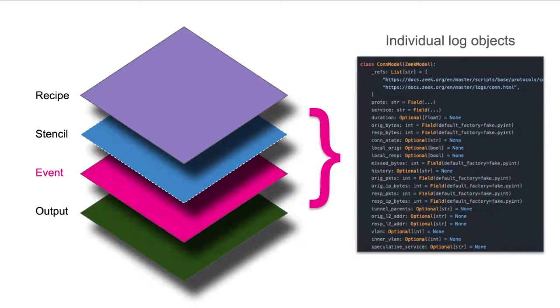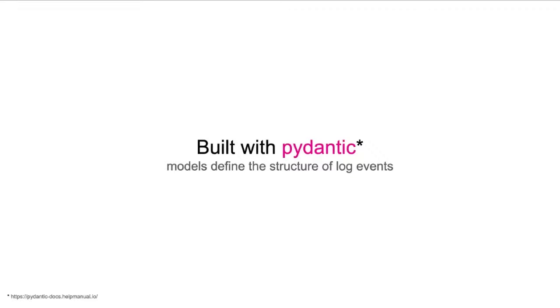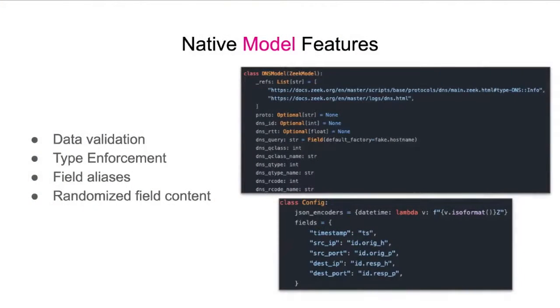The next layer is events. The event layer is really just the generation of the individual log object itself. As you've probably seen throughout a lot of this code, it's using Pydantic. If you're not familiar with Pydantic, don't worry about it right now. Just know that we use it to define the actual structure of the log events. There are a lot of benefits to using Pydantic. A couple of them, among the native model features, are data validation and type enforcement. For example, in a log event that's generated, you always want to make sure that the source IP is actually an IP address. By using Pydantic and the models that it provides, we can enforce that with minimal code and minimal overhead on the developer's part.